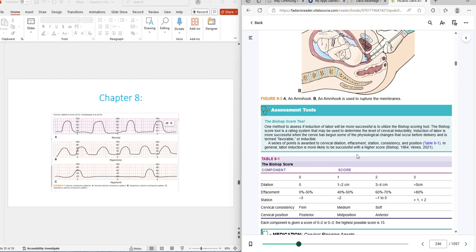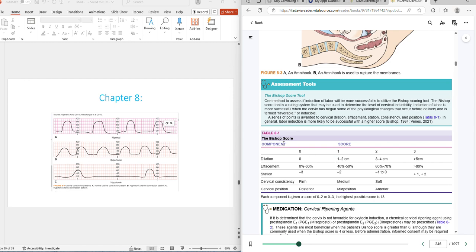Okay? There's a Bishop score that is sometimes charted, and this is just giving us a score on what's going on with the labor. The highest possible score is 13. Okay? The lowest possible score is a 0.